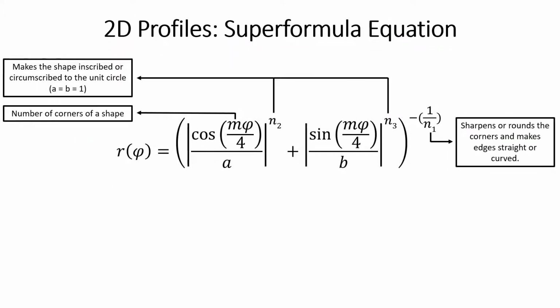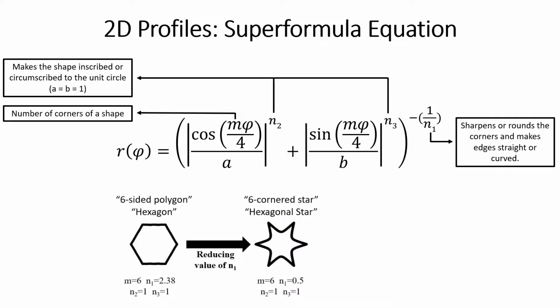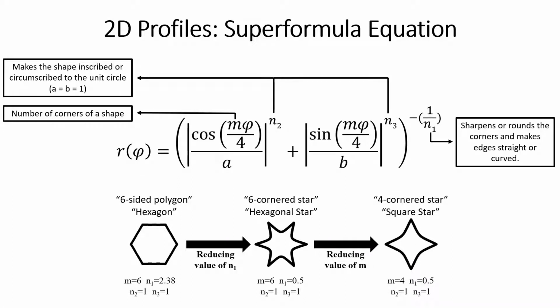We use a superformula equation to generate the 2D profiles of the LOFs. The superformula is a parametric equation that can generate a wide variety of shapes when the values of its parameters are changed. We choose a superformula for two main reasons. First, it allows for an overview then detailed creation of shapes. For instance, in our work, we can create a 6-sided polygon and then a 6-sided star by simply reducing the value of parameter n1. We can further make a 4-cornered star by changing the value of m to 4.